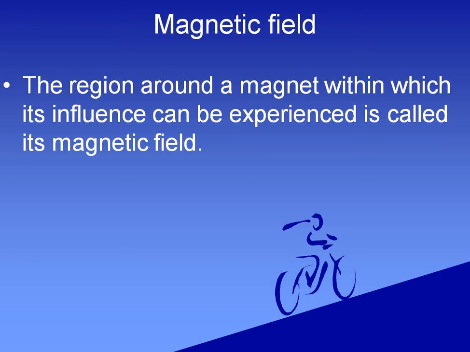The magnetic field is the region around a magnet within which its influence can be experienced. When you keep a magnet in a region, with the introduction of that magnet, it can attract some magnetic substances. The region up to which it can attract those magnetic substances is known as the magnetic field. So the magnetic field means the region around a magnet where its influence can be experienced.